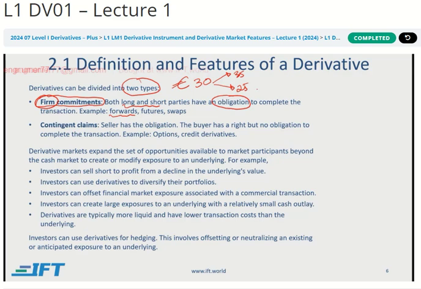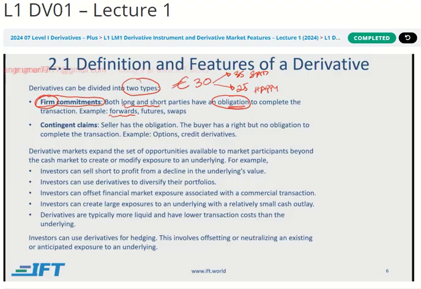So even if it goes down, they will be happy, right? Because obviously they're selling something for 30 which is now available for 25, but they will be sad if it goes up to 35, because they could sell something in the market for 35, but they will be forced to sell it for 30 because this type of derivative contract is an obligation.